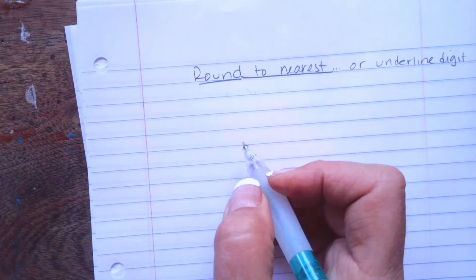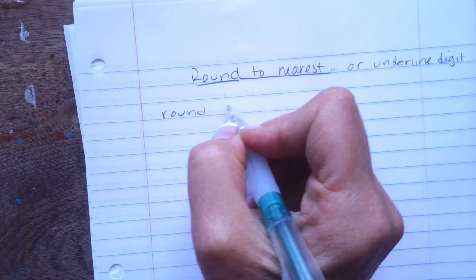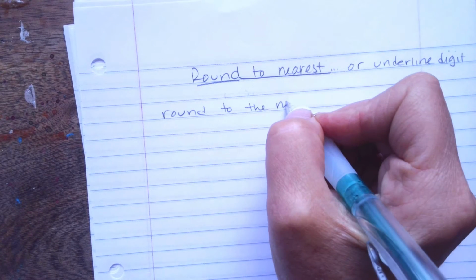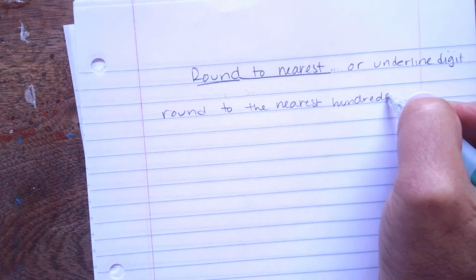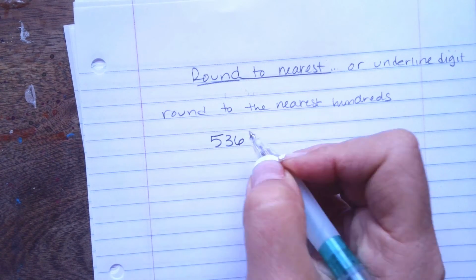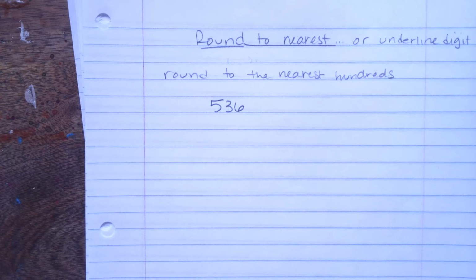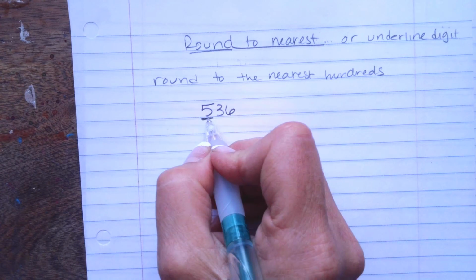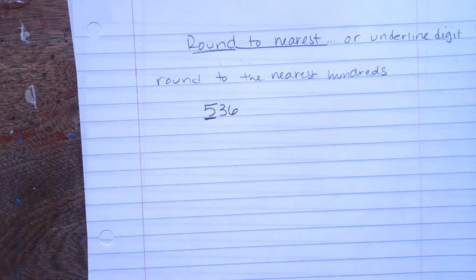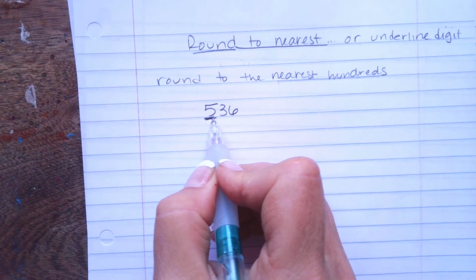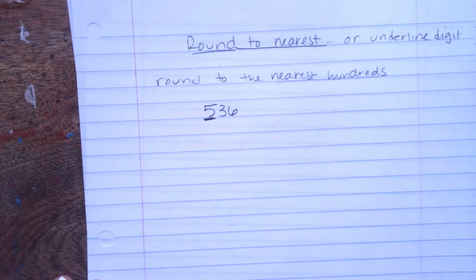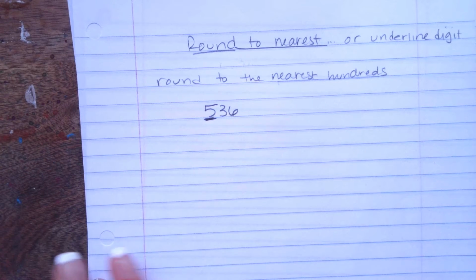If I say round to the nearest hundreds, that means the same as if they did this. Okay, so we have 536. We're going to round to the nearest hundreds. They're going to either say round to the nearest hundreds or they're going to underline the hundreds digit. So this is what we do no matter what number they underline.